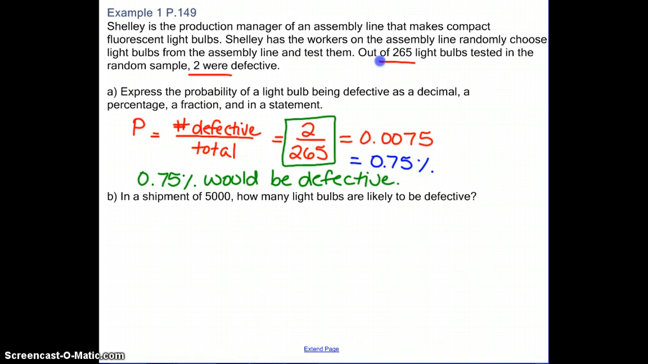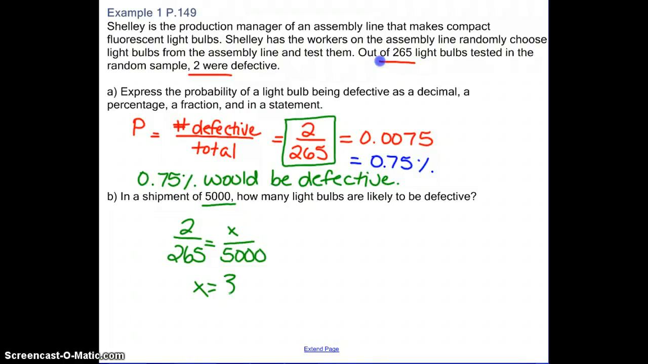So those are all the different ways that we can write this answer. Now, part B, in a shipment of 5,000, how many are likely to be defective? Now, we know that this is not exact, it's just based on past experiences. So we know that 2 out of 265 are defective. So now we're trying to figure out how many out of 5,000 would be defective. So using this, we can just cross multiply, and approximately how many would be defective?